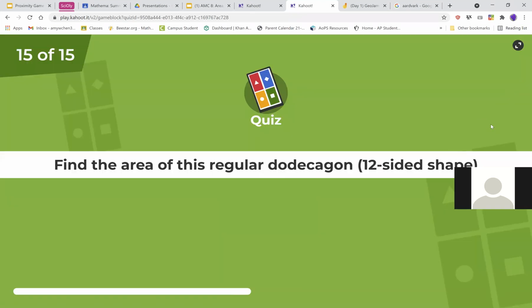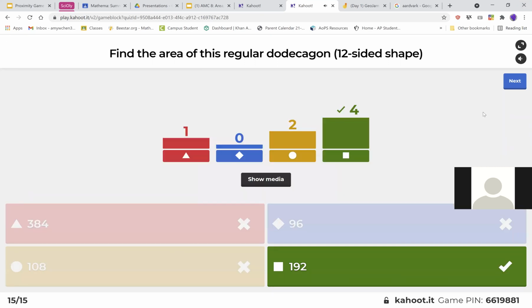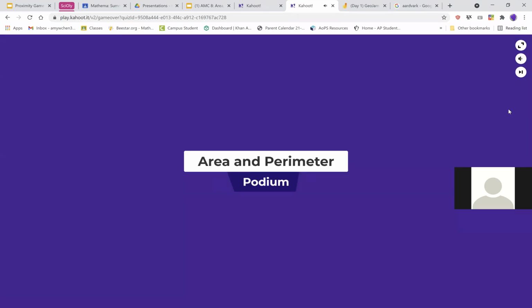Okay, last one. Find the area of this regular dodecagon. Dodecagon's 12 sides. Okay, yeah, the answer would be 192. We don't have much time to go over it, so let's look at the podium, guys.